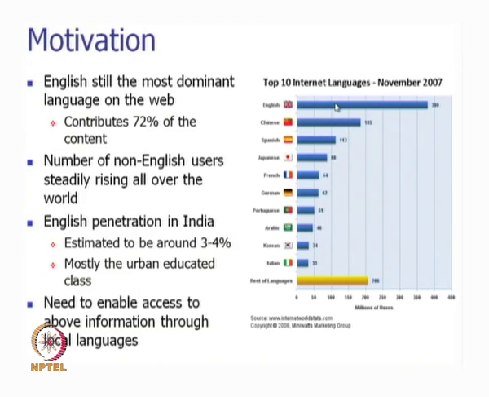So, it is therefore quite conceivable that it should be possible for non-English speakers, non-English users also to be able to cull out information from the web by making non-English queries. The number of non-English users is steadily rising all over the world. English penetration in India is estimated to be around 3 to 4%, maybe at most 5%, and that too mostly in the urban educated classes. So, there is a need to enable access to information on the web through local languages.